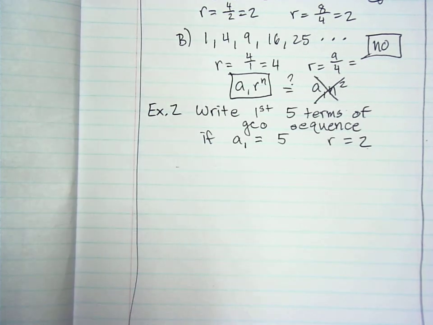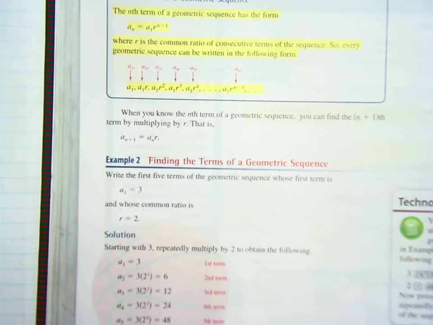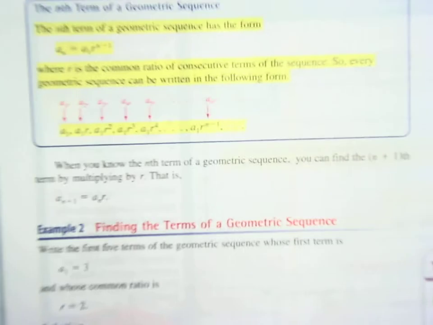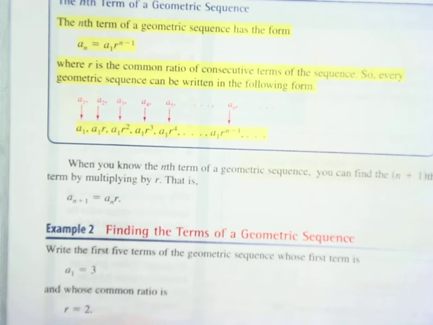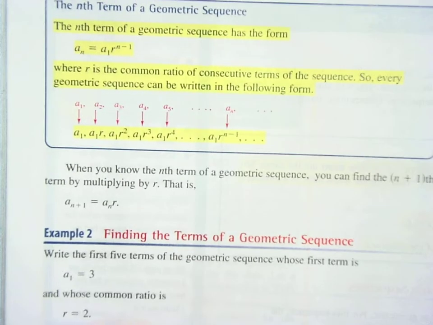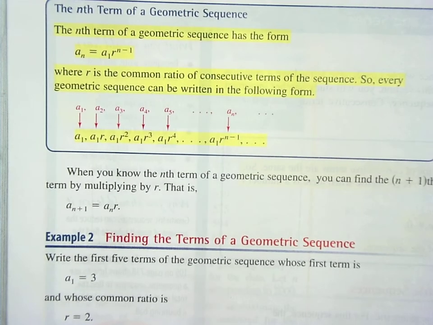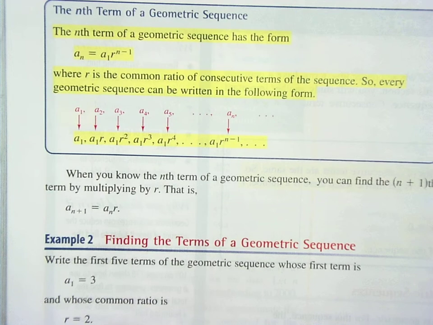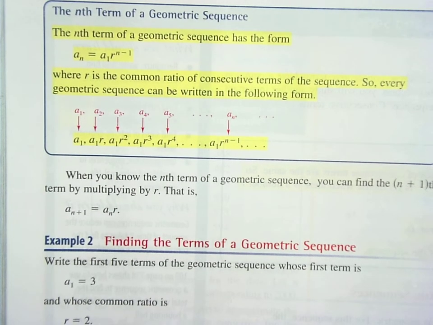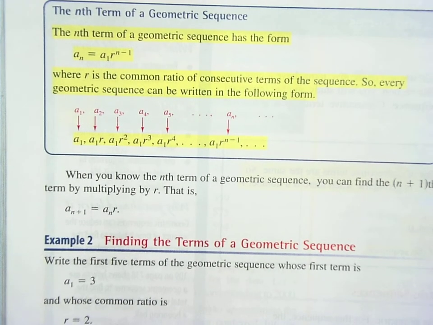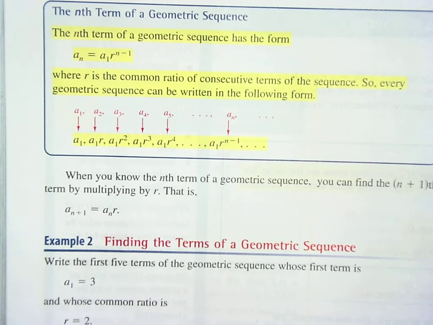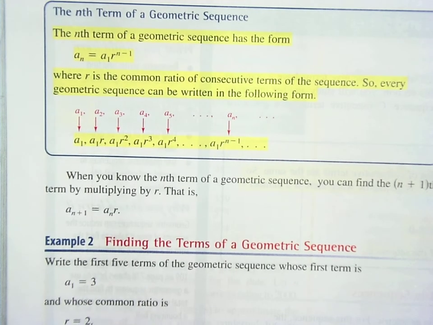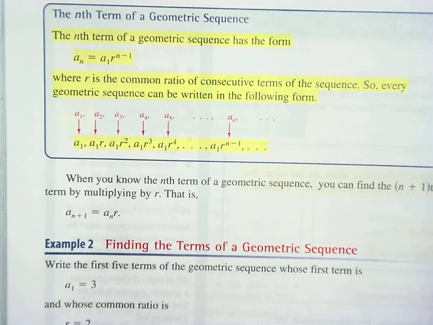In order to calculate this, we need to use another formula. Go ahead and copy this one down. The nth term of a geometric sequence has the form a sub n equals the initial value a1 times the ratio to the n minus 1 power. The n minus 1 is the key thing right there, so make sure to copy down that part correctly.